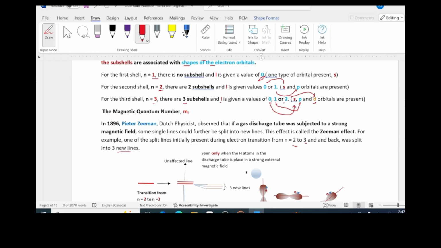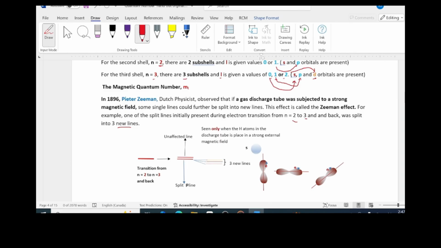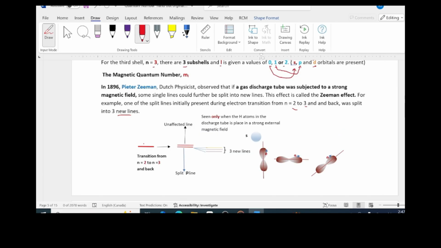So what this is telling us is this. You see these 2 lines here that came from this one line? It was discovered that one of these lines was further split into 3 different lines when the gas discharge tube was subjected to a strong external magnetic field. This was the original line that was observed, but then we discovered that this line here was split in 2. We said that this one was associated with the s orbital in the second shell, and this one was associated with the p orbitals. Now, this one here was split into 3.